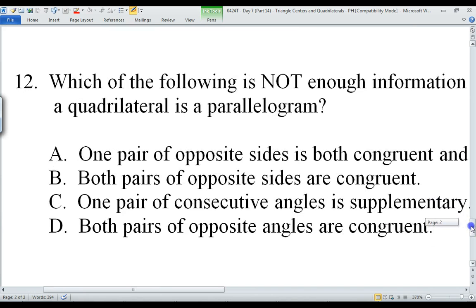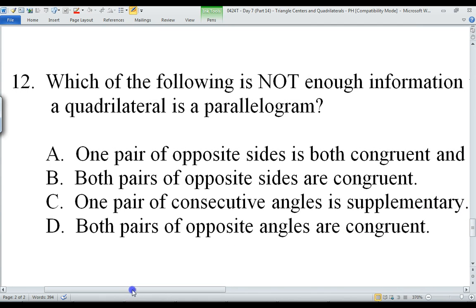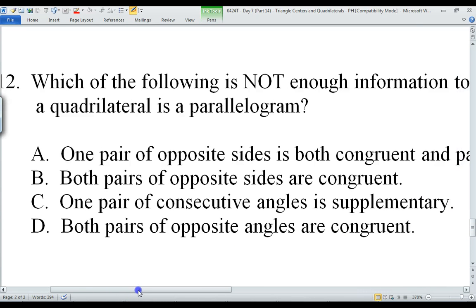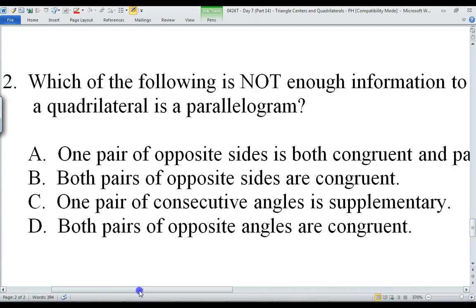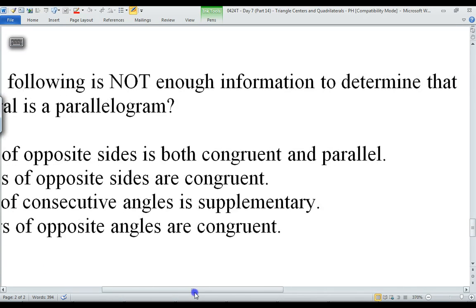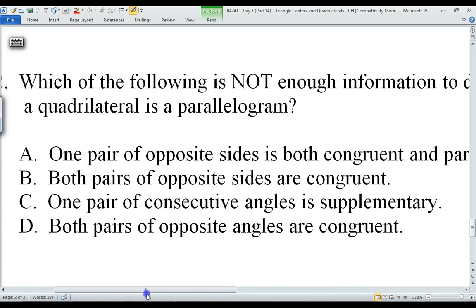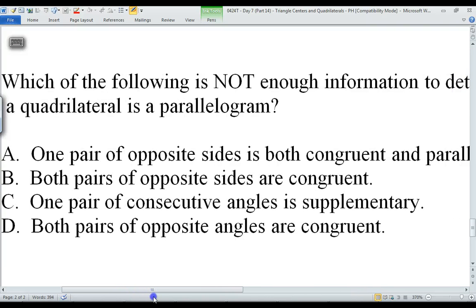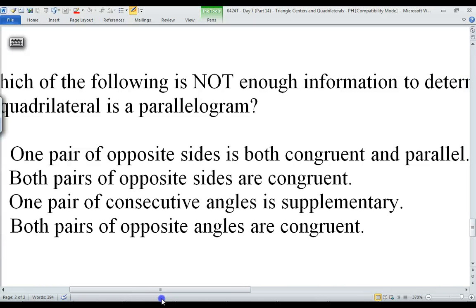Okay, look at number 12. Which of the following is not enough information to determine that it's a parallelogram? Which one is not enough information?